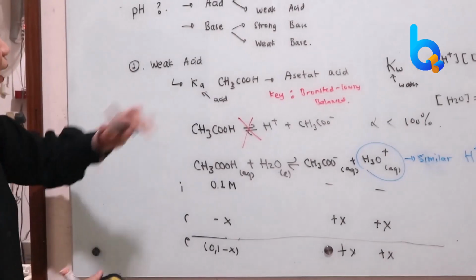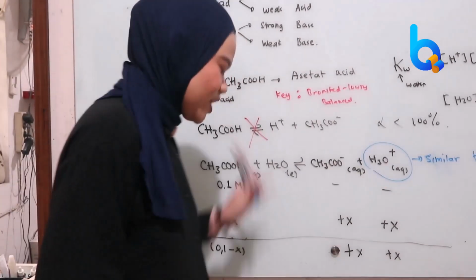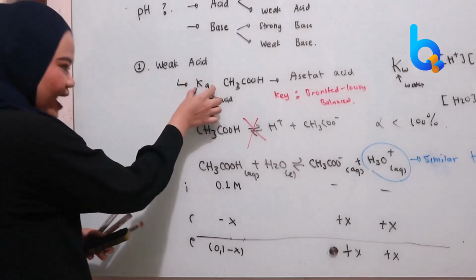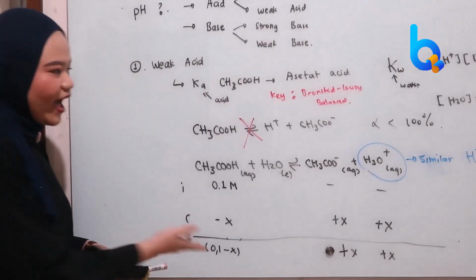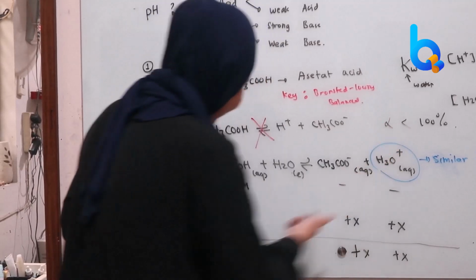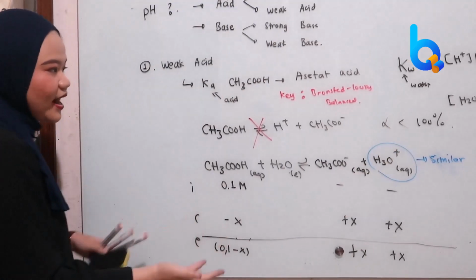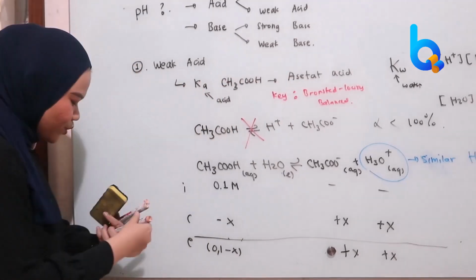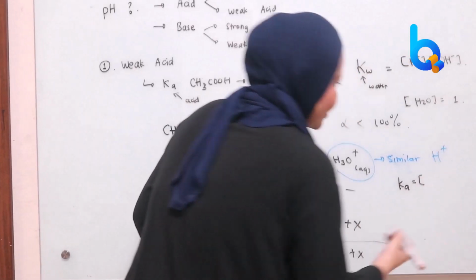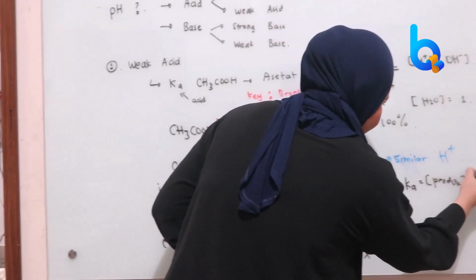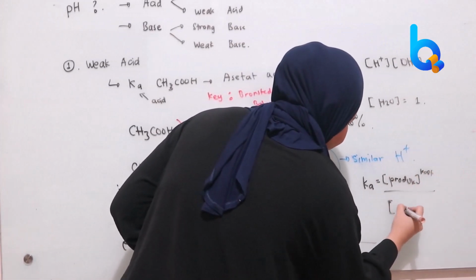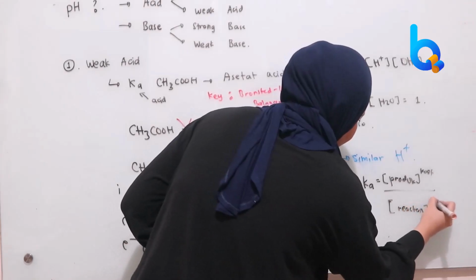This is how Ka works for this equation, because we need Ka for this. We don't even know what X is. Okay, if we have the exact alpha, probably we can get the X. But if we don't have the alpha, we have to use Ka. So Ka, the same concept as the general equilibrium, is the concentration of products to the power of their coefficients divided by the concentration of reactants to the power of their coefficients.